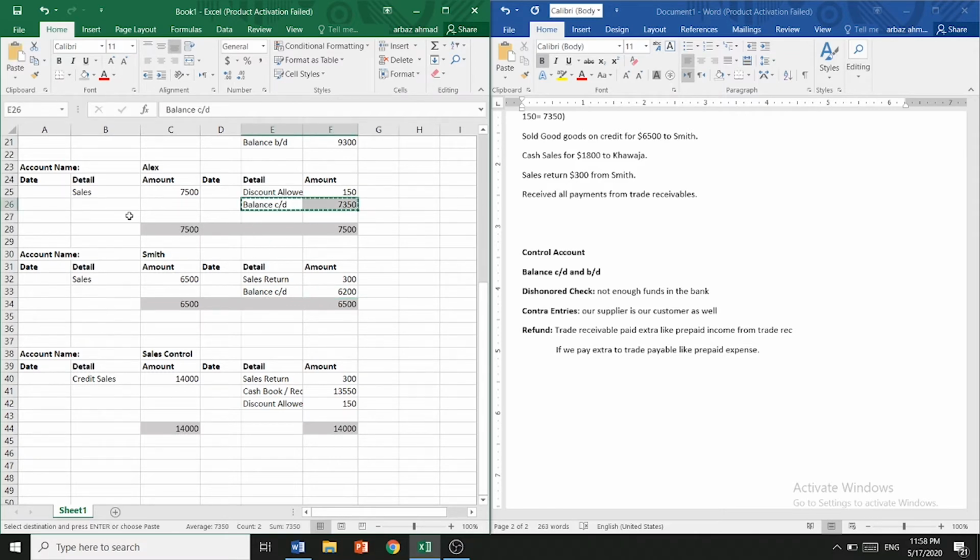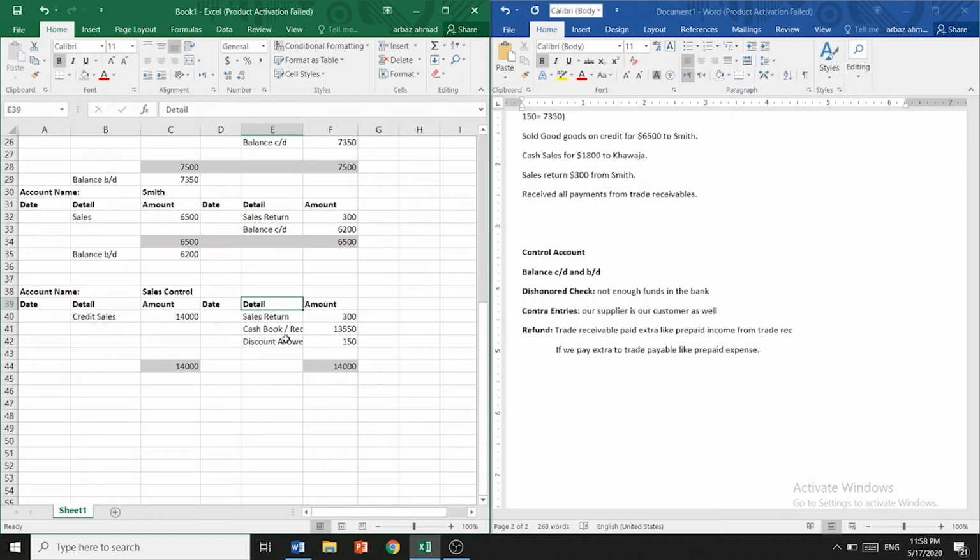Let me copy this one, and it's going to be here also, but it will turn into balance brought down and the date will change, but in this case I'm not having the date, so I don't have to worry about it. So this is balance brought down, and this is how the balance brought down transaction will be adjusted.